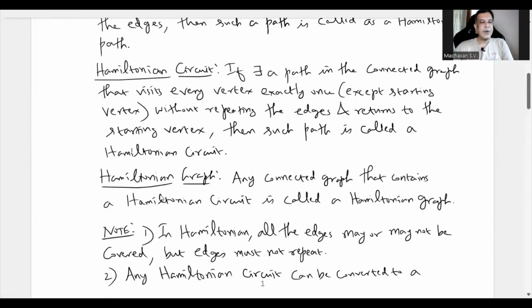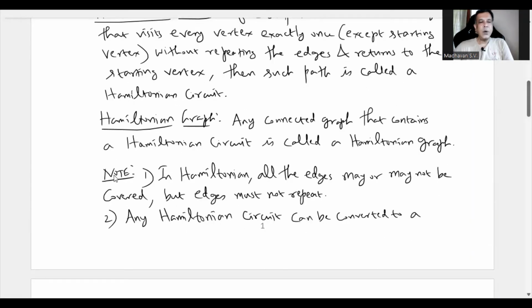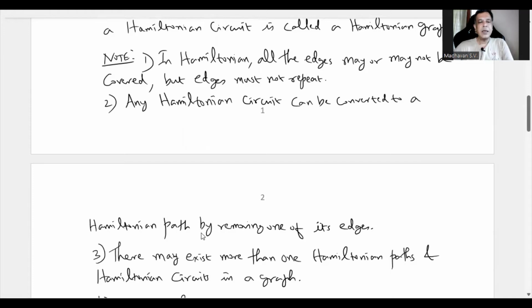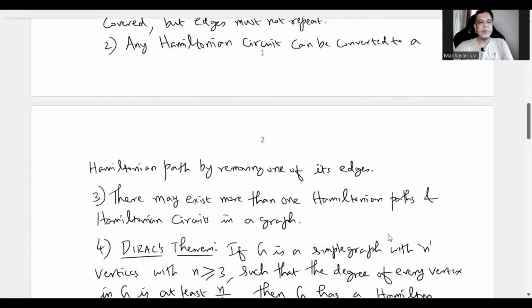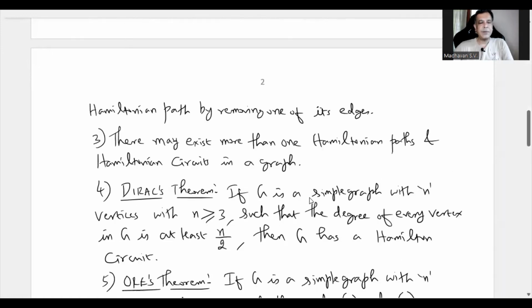Then Hamiltonian graph, we had seen previously, but once again we'll read the definition. Any connected graph that contains a Hamiltonian circuit is called a Hamiltonian graph. Note, in Hamiltonian, all the edges may or may not be covered, but edges must not repeat. Any Hamiltonian circuit can be converted to a Hamiltonian path by removing one of its edges. There may exist more than one Hamiltonian path and Hamiltonian circuit in a graph.